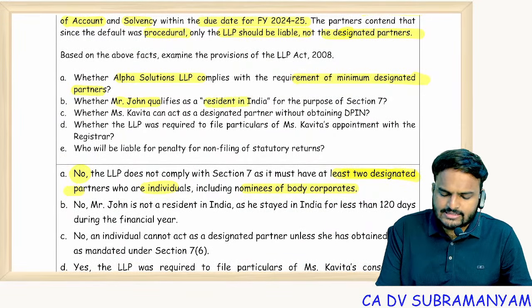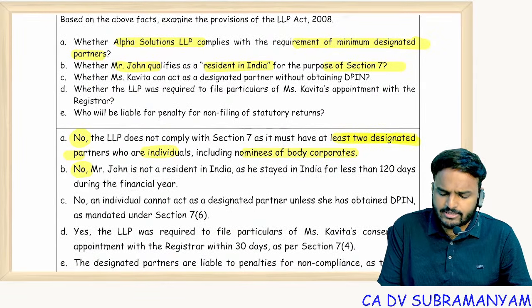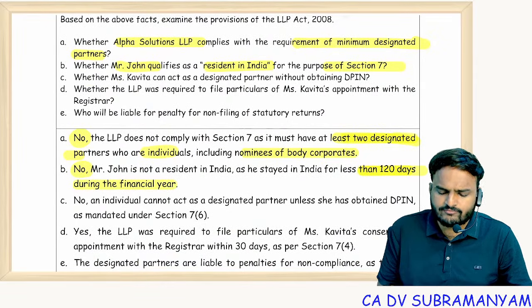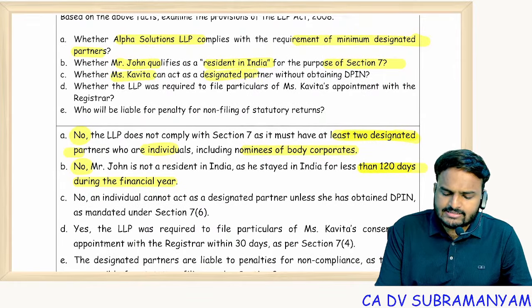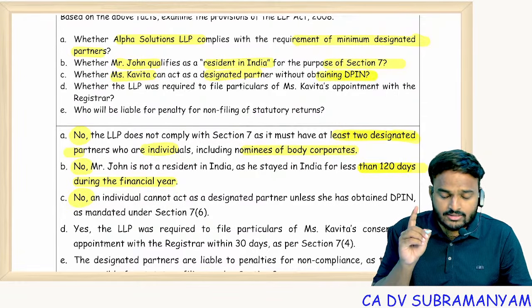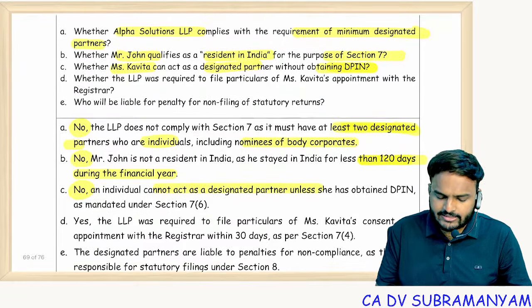John qualifies as a resident in India for the purpose of section 7? No, because his period of stay is just less than 120 days during the financial year. Next one, whether Ms. Kavita can act as designated partner without DPIN? Again, no. To become designated partner, the identification number is compulsory.